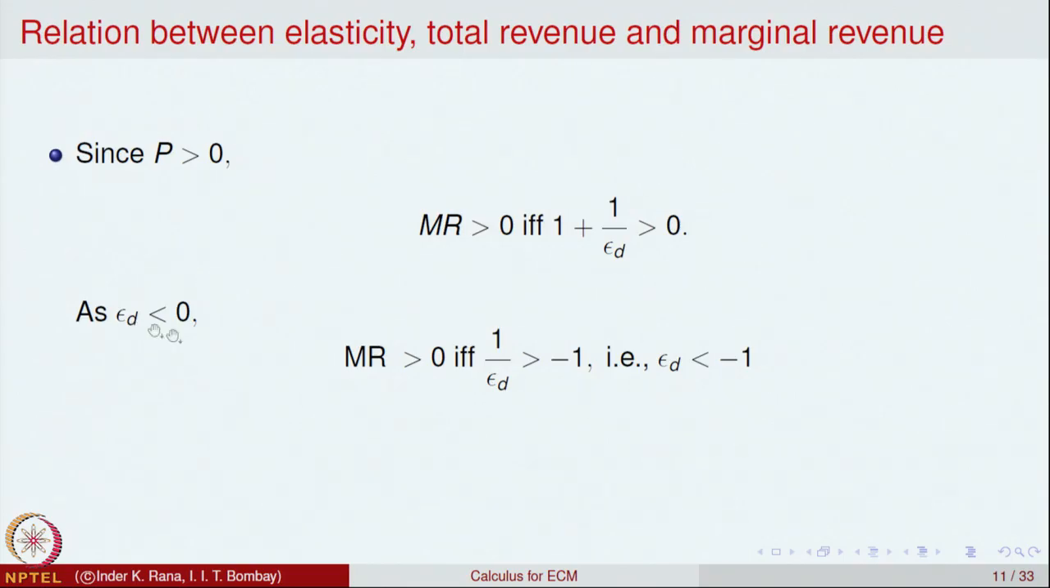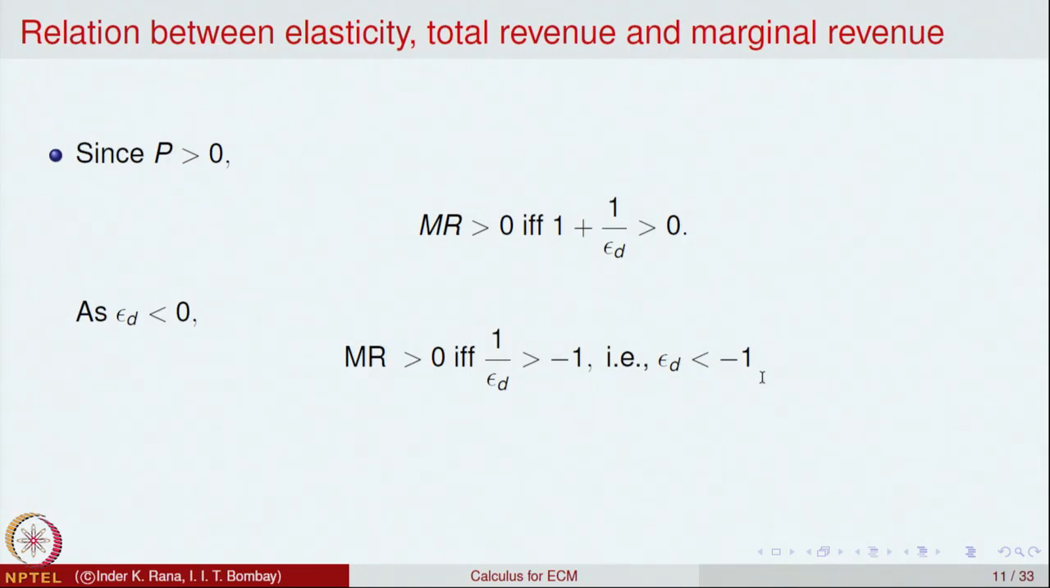So, this means that marginal revenue will be bigger than 0 if and only if 1 plus 1 over epsilon d is bigger than minus 1, right. It is 1 plus. So, if this quantity is bigger than minus 1, that is epsilon d is less than minus 1. So, marginal revenue being bigger than 0 gets related with the coefficient of elasticity of demand in this way.